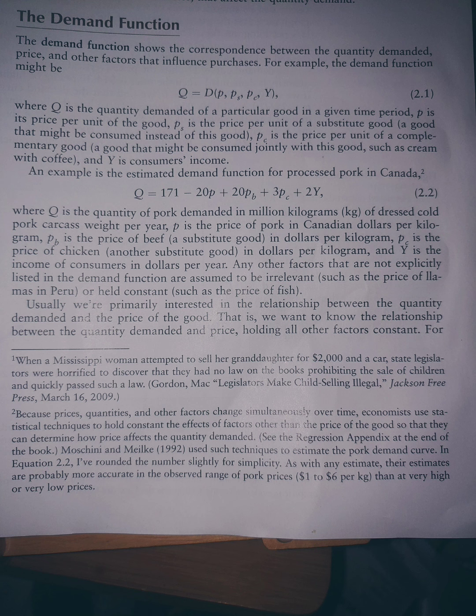P sub B is the price of beef, a substitute good, in dollars per kilogram. P sub C is the price of chicken, another substitute good, in dollars per kilogram. And Y is the income of consumers in dollars per year. Any other factors that are not explicitly listed in the demand function are assumed to be irrelevant, such as the price of llamas in Peru, or held constant, such as the price of fish.